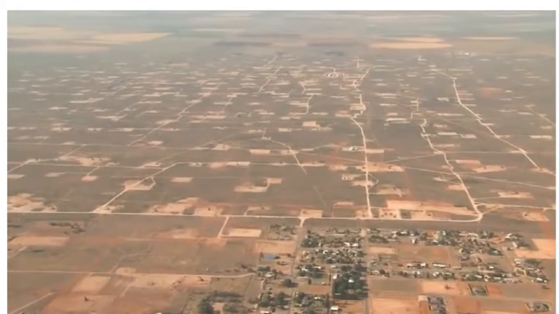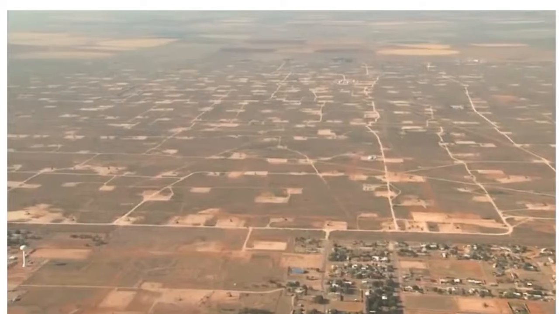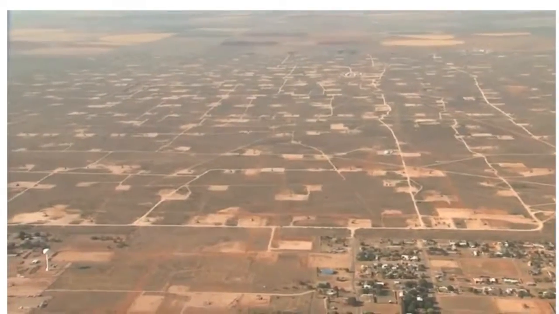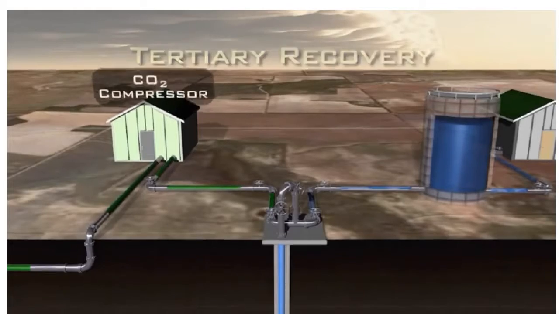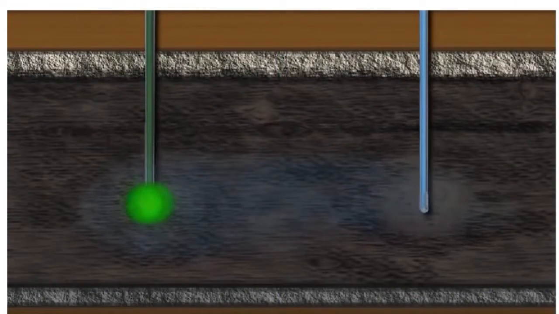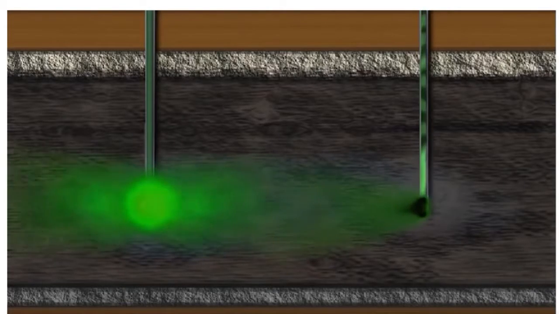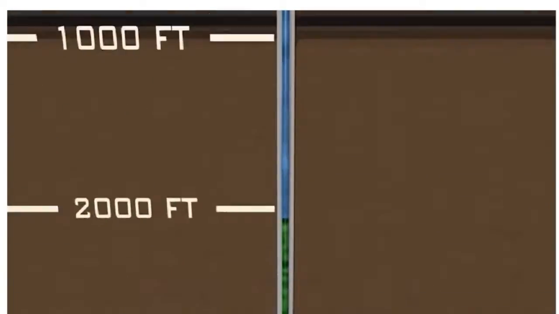Many of the oil fields in the United States and Canada now inject water to produce more oil. In the 1970s, Texas oilmen started using a new technique to produce additional oil from older fields. This tertiary recovery technique used carbon dioxide.